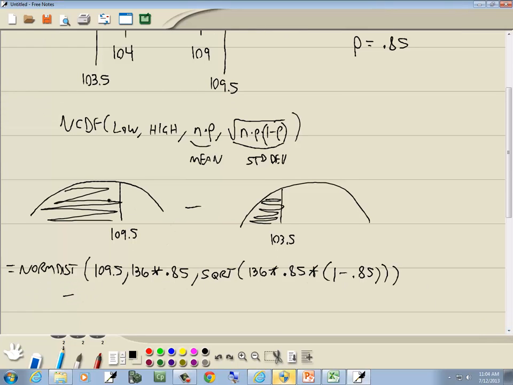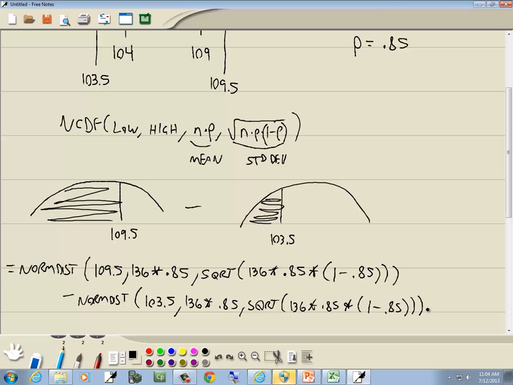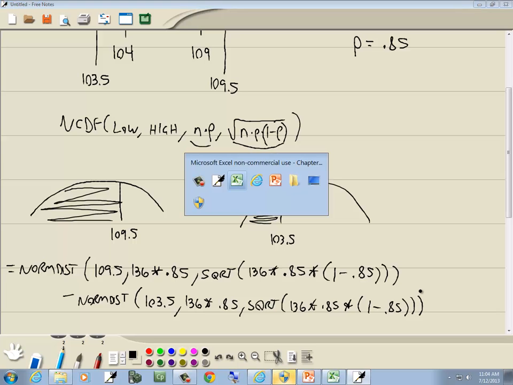Minus, that's this first one here. Then minus this right here, which would be norm dist, 103.5, 136 times 0.85. This is all the same. Square root of 136 times 0.85 times 1 minus 0.85. Closing parentheses on that, closing parentheses on the square root, closing parentheses on norm dist. Okay, let's go do this in Excel.